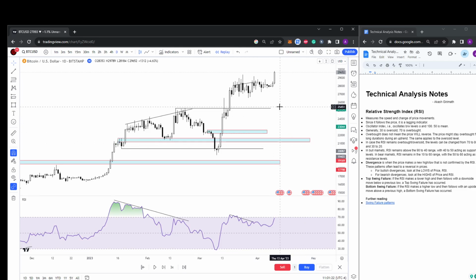So basically, in a bear market, fade any up moves, and in a bull market, fade the down moves. Right? That's another suggestion that I would say.